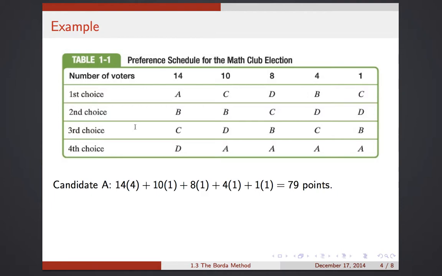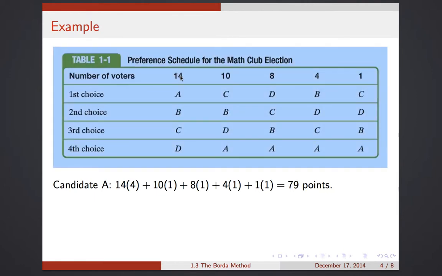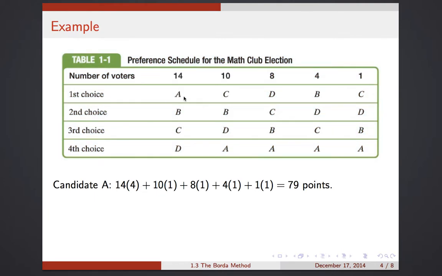It's the math club election. So remember what this means. 14 people liked A the best, B second best, C third best, and D fourth best, right? 10 people liked C the most, B second most, D third most, and A fourth most, etc. Right? That's what that table is telling you.